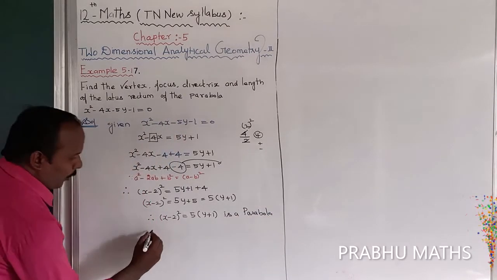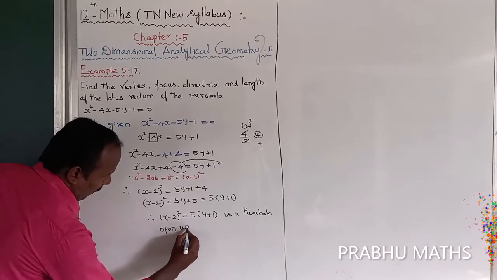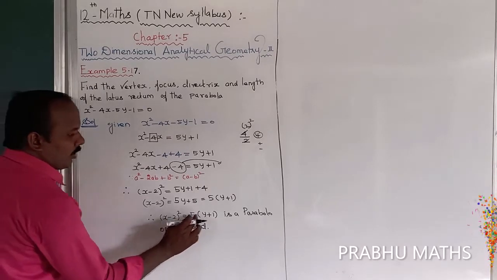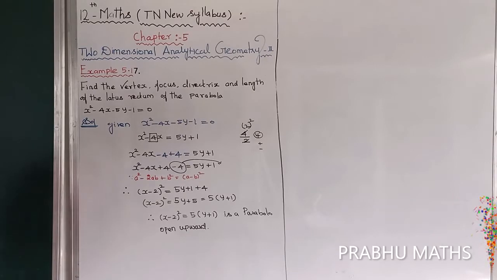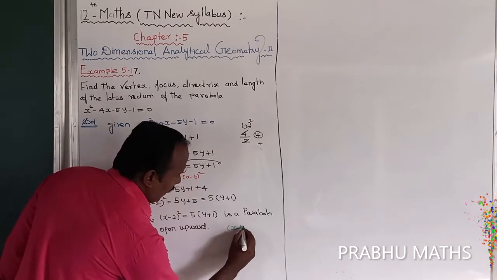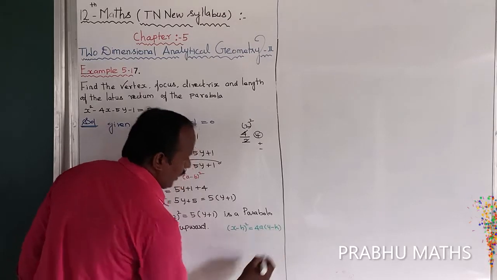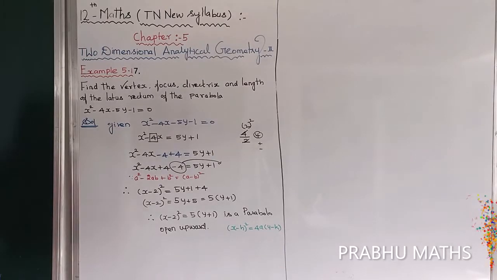This is an upward open parabola. Why? Because x square equals a plus term. That is the general form. The general form of the upward open parabola is x minus h the whole square equals 4a into y minus k.